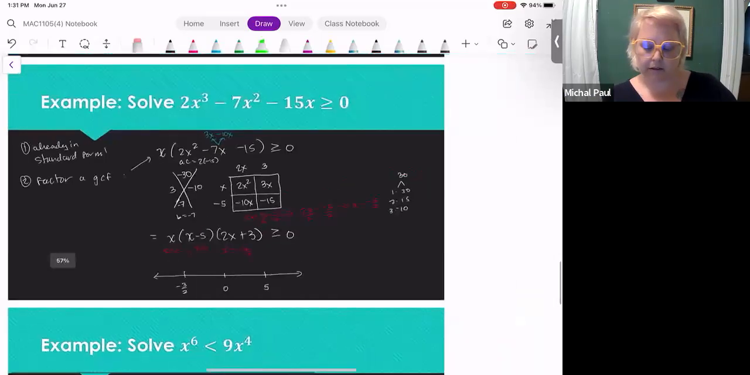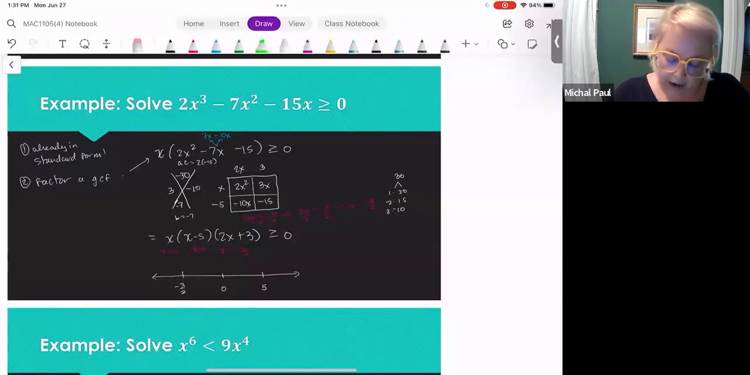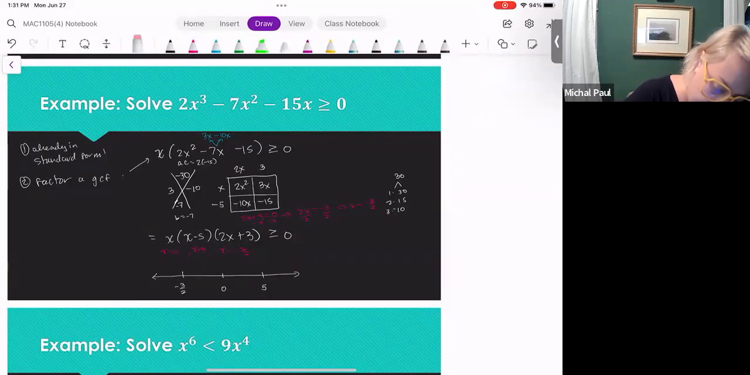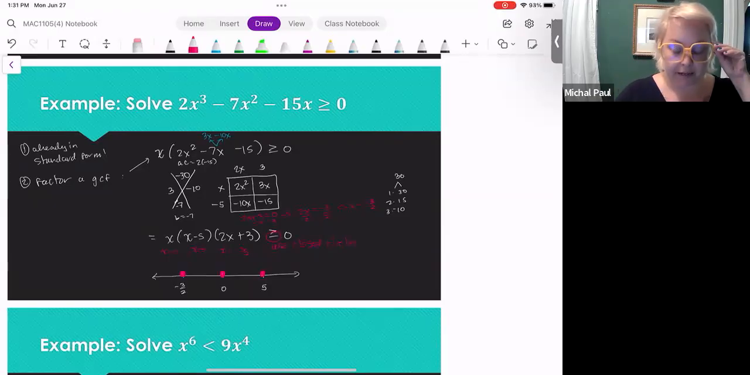And in order to tell if there are solutions where this function is greater than or equal to 0, I know that at each of these places in the middle, the function is exactly equal to 0. So I'm going to put closed dots on each of these points because I have or equal to. But now I need to see which of these regions between dots gives me a value that is greater than 0 if I were to plug it in. And I do that by testing some points in each region.